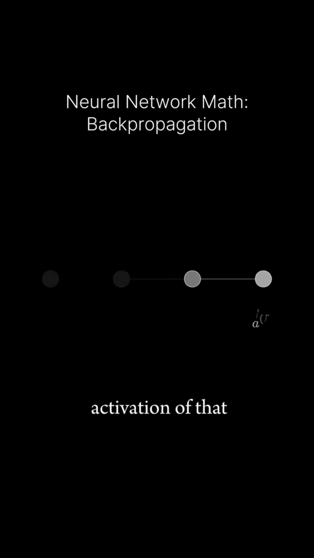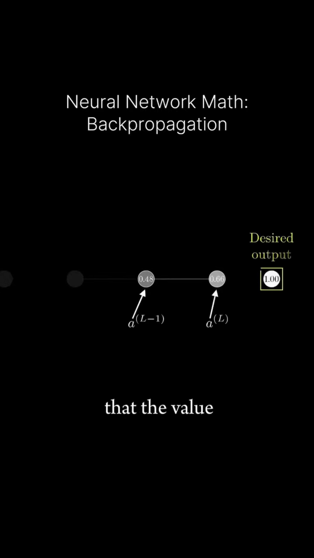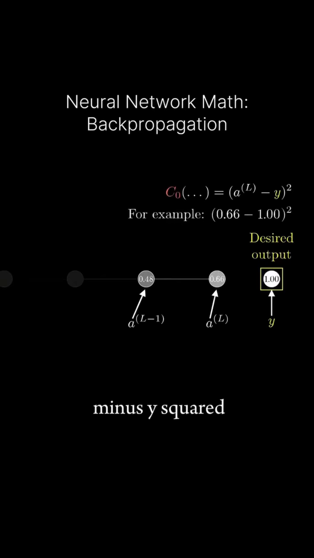Let's label the activation of that last neuron with a superscript L, indicating which layer it's in. So the activation of the previous neuron is a^(L-1). Now let's say that the value we want this last activation to be for a given training example is y. For example, y might be 0 or 1. So the cost of this simple network for a single training example is (a^(L) - y)^2.